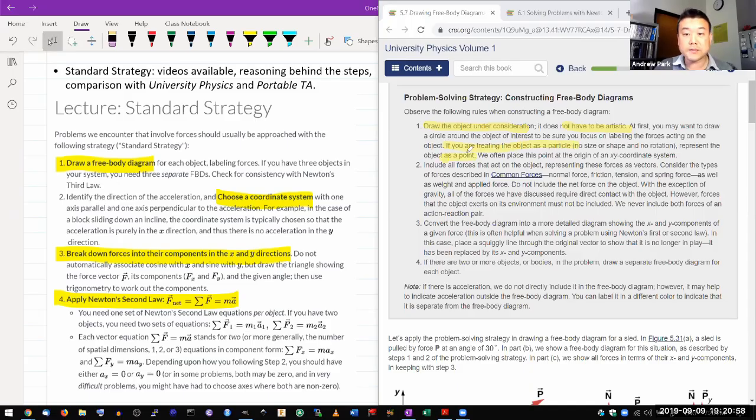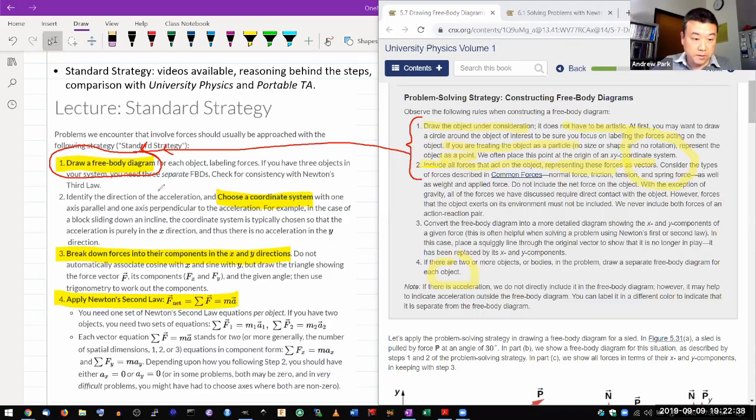And that's what you are seeing us do so far in this class. Step number 2 here says, include all the forces that act on the object, representing these forces as vectors. These two steps that are outlined here correspond to our step number 1, drawing a free body diagram. It's kind of difficult to describe all the things that should be going on in writing. That's why you have a few videos, including the videos from last week, that illustrate the process for drawing a free body diagram.